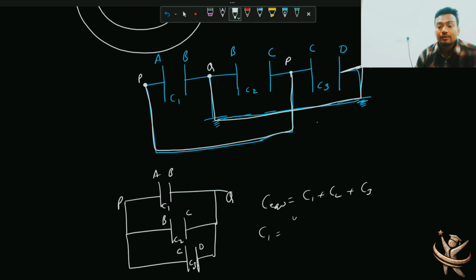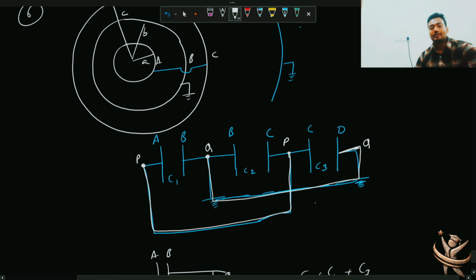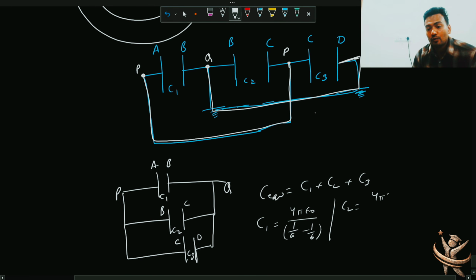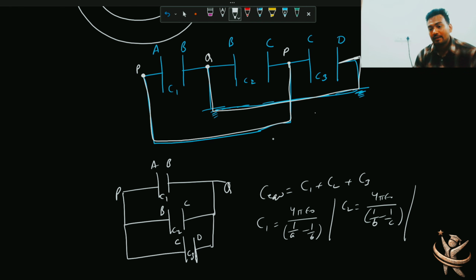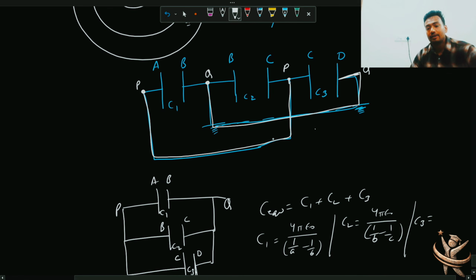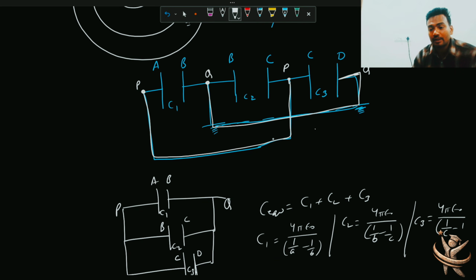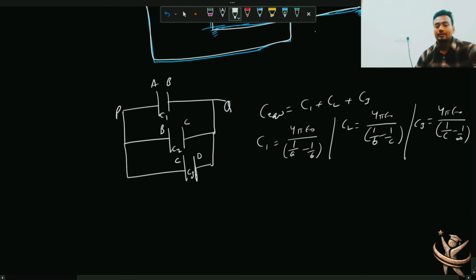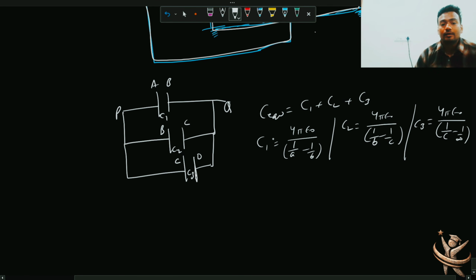What is C1 here? 4 pi epsilon naught 1 by A minus 1 by B. What is C2 here? C2 is between B and C, the next. So 4 pi epsilon naught 1 by B minus 1 by C. What is C3? That's between C and D. So D के लिए radius infinity. So 4 pi epsilon naught 1 by C minus 1 by infinity. That's it. This way you can solve such multiple spherical conductor wale cases.